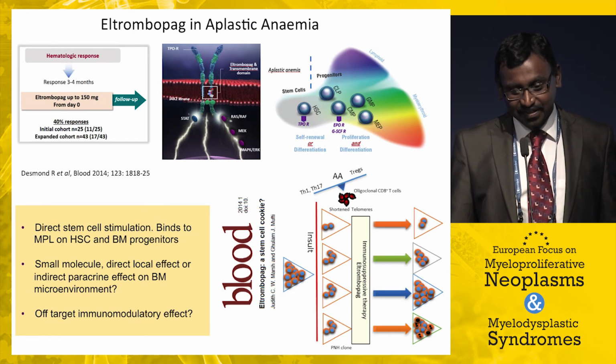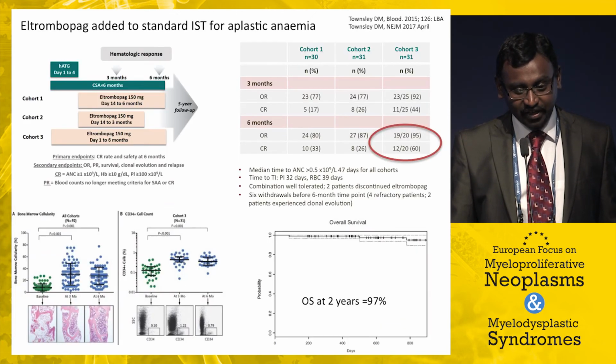Obviously, eltrombopag is something which has come up in the last few years as a treatment in the context of refractory aplastic anemia, with about 40% of patients showing response. The response could be due to various reasons: due to the MPL receptors on the stem cell, or is it having a paracrine effect, or is it having an off-target immunomodulatory effect?